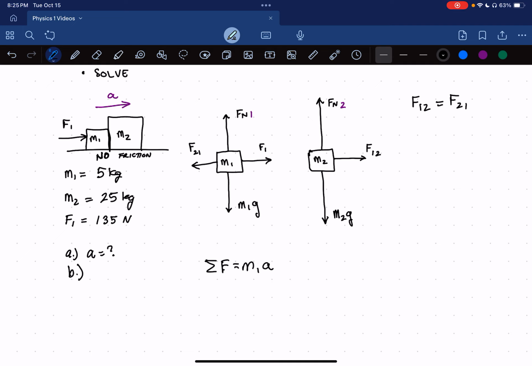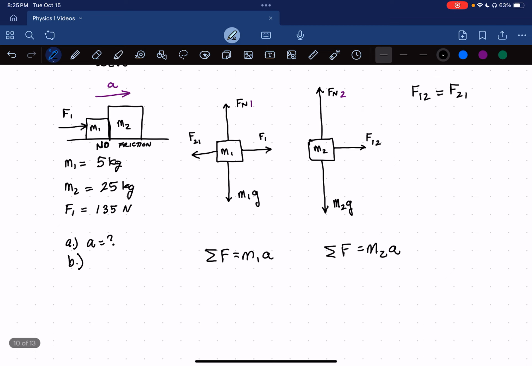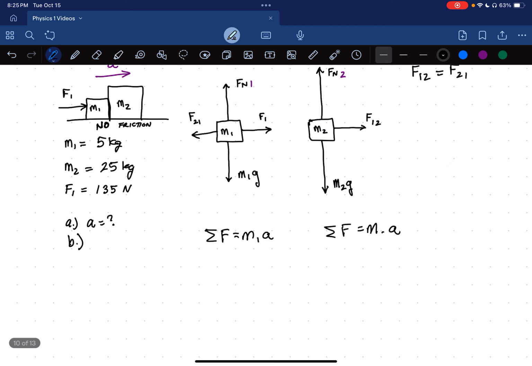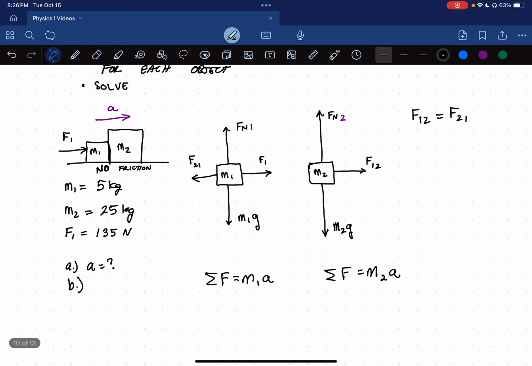The sum of forces is equal to m1a for this free body diagram, and the sum of forces equals m2a for this free body diagram. So two separate equations. And really, we have three equations. Don't forget about that one.